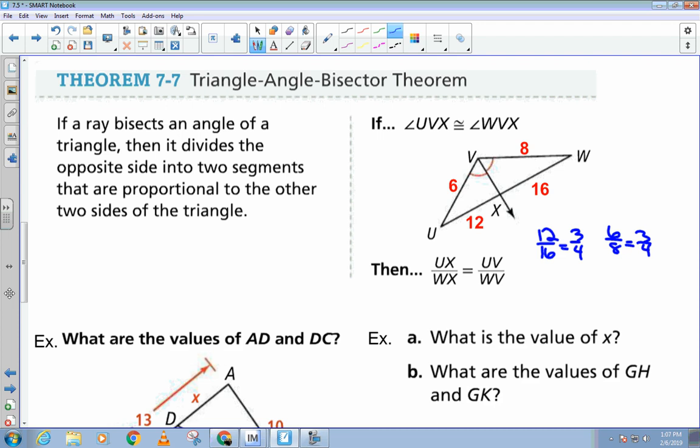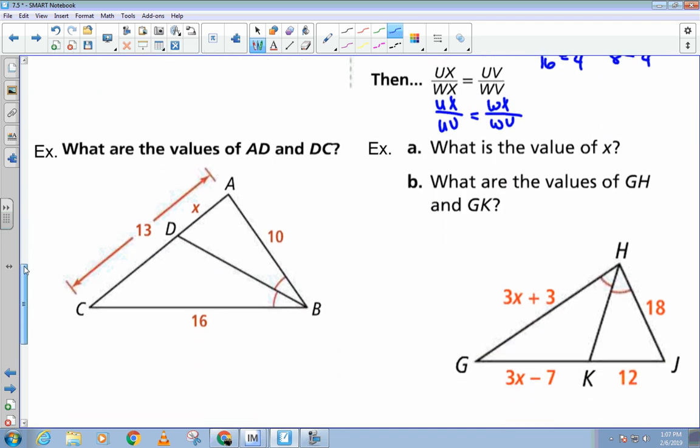I can also set my proportion up like this. Here's my angle bisector, and I can say UX is to UV, so 12 is to 6 as WX is to WV. That would work also. And notice that would be like 12 to 6, 16 to 8. Those are the same two, right? However you set it up, when you draw that angle bisector, it breaks the opposite side into a ratio the same as the other two sides. So let's do a couple problems here.